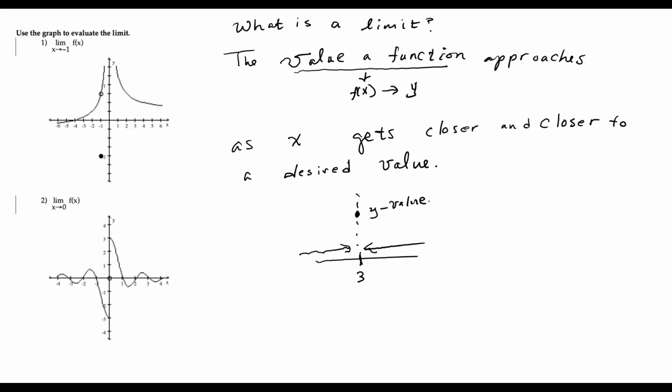So as x gets closer and closer to 3, suppose we pick numbers like 2.9, 2.999, or 3.01, 3.1. So as we move in closer and closer and hone in on the number 3, what is the y value that we're getting close to? All right, so this is the concept of limit. Now let's take a look at two graphs and see if we can figure this out.